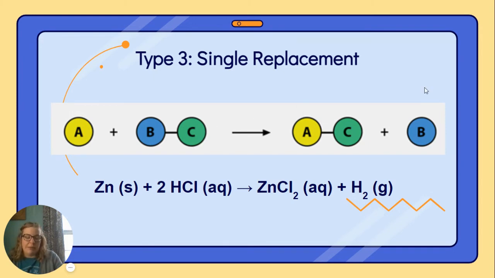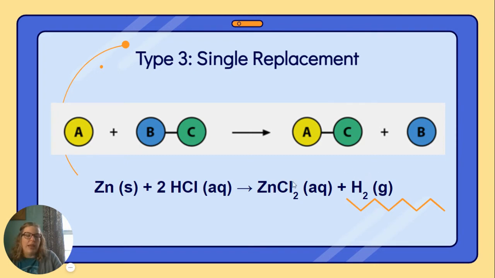Now, the way that the single replacement happens, it's not always that the first element switches in the compound. It depends on the type of oxidation number you have. So if your element makes a positive oxidation number, it's going to switch with the cation in the compound. And if your element makes a negative oxidation number, it's going to switch with the anion in the compound. So it kind of depends, but the way that we recognize it is that we have an element by itself and a compound, and it makes a new compound with a different element on its own.